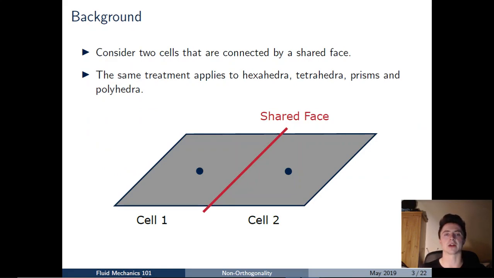To start with some background, we need to consider two cells in our mesh that are connected by a shared face, as you can see in the diagram. It doesn't matter whether these cells are hexahedra, tetrahedra, prisms, polyhedra or quadrilaterals, as long as the cells are connected by a shared face, which you can see there in red. The two cells have a cell centroid, which you can see from the dot in the diagram. This is the setup that we're going to use to understand what non-orthogonality is in a mesh.